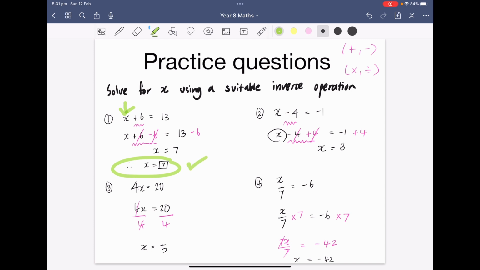Number 2, we found out that x was 3. Does 3 minus 4 give us negative 1? Yes, this is also correct. In number 3, we found that x was 5. Does 4 times 5 give us 20? And yes, that is also true. And lastly, in number 4, we found that x was negative 42. Does negative 42 divided by 7 give us negative 6? And yes, it is all correct.